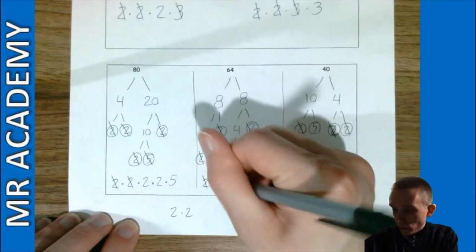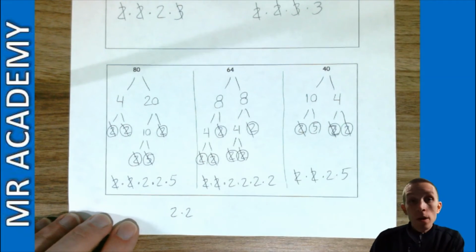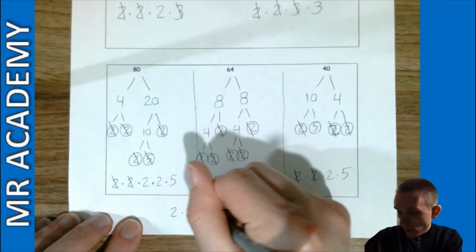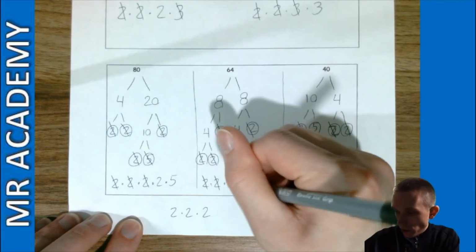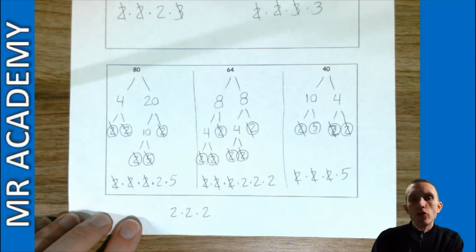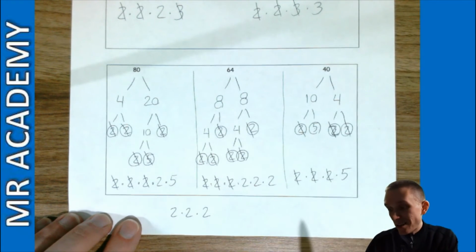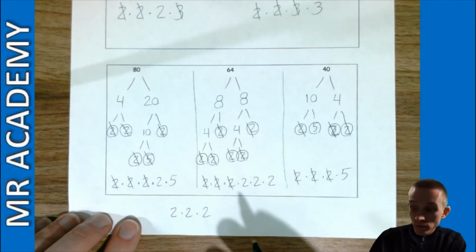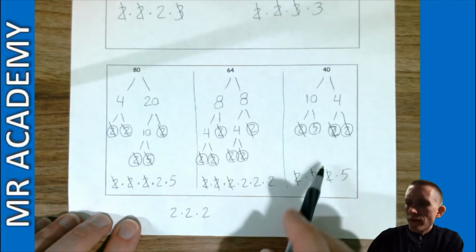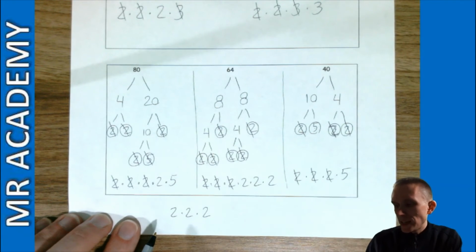All right, so 2, 2, 2. Do I have a third 2 in all of them? Yes, I do. So we'll cross off another 2 in all of them. Now I don't have another 2 in all 3 of them. So I can't go ahead and put another 2 down there. And I have a 5 in 40 and 80, but I do not have a 5 in 64. So that's just not going to work.